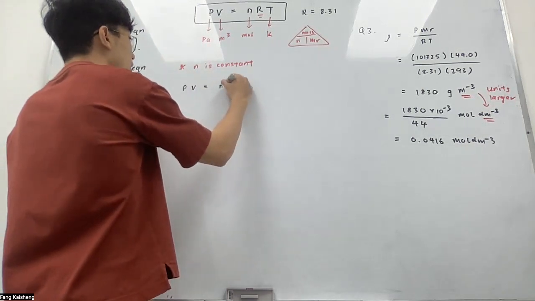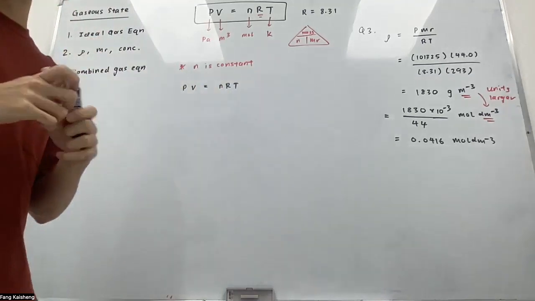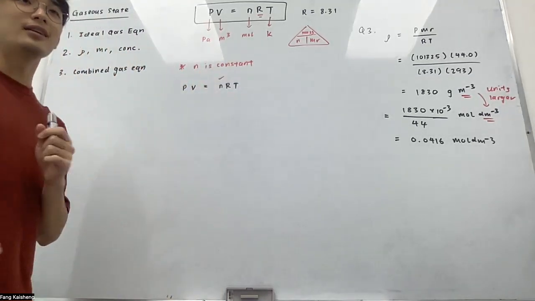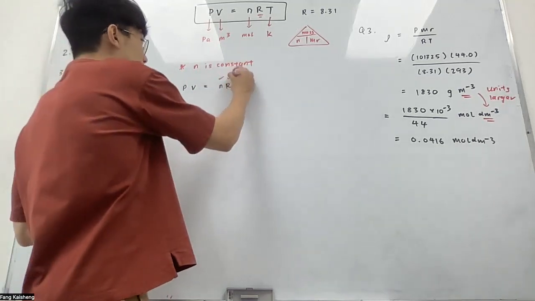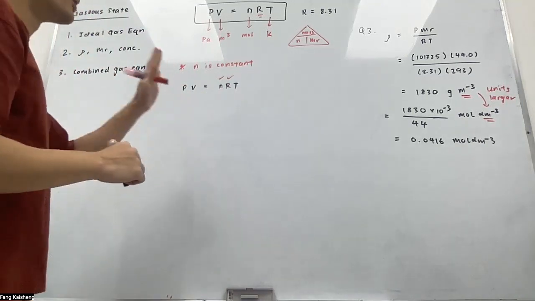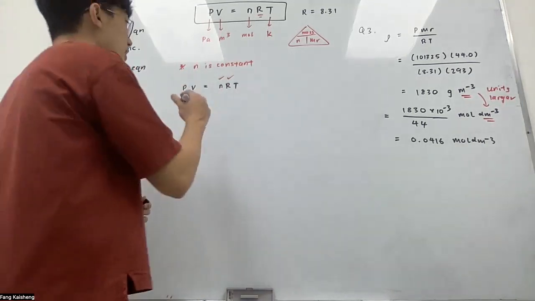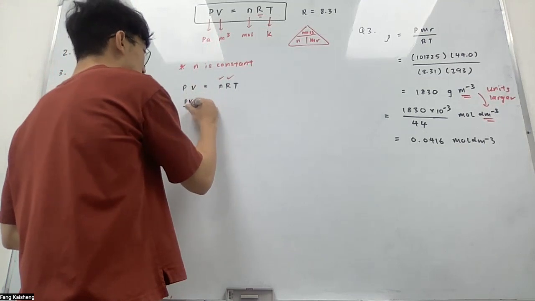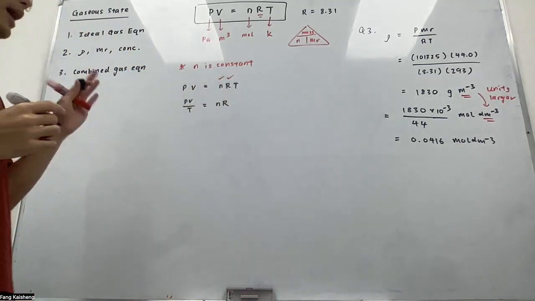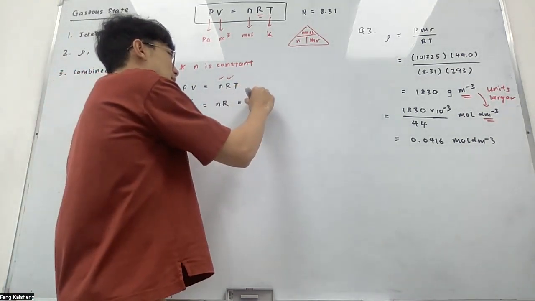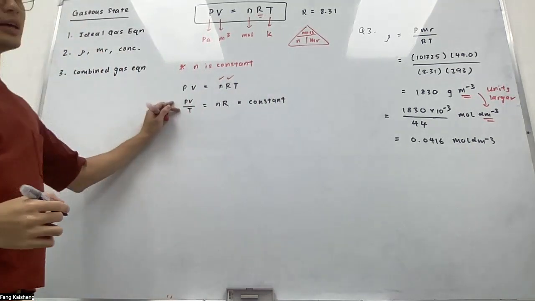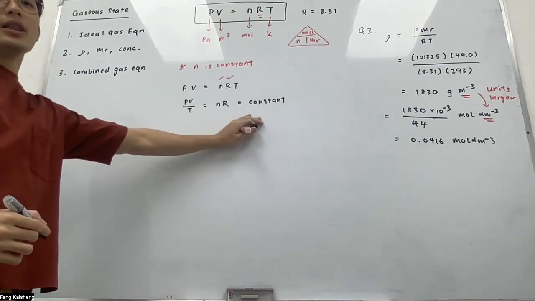PV equals nRT, and we're going to identify all the constants. If n is a constant, I'm just going to put a tick. Is there anything else that's a constant? R is a constant. So I'm just going to manipulate the equation such that all the constants are on one side. PV divided by T equals nR, so nR is basically a constant. In other words, PV over T is a constant. You can see that? Now, what does this mean?